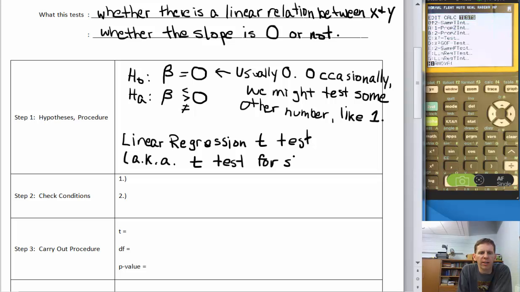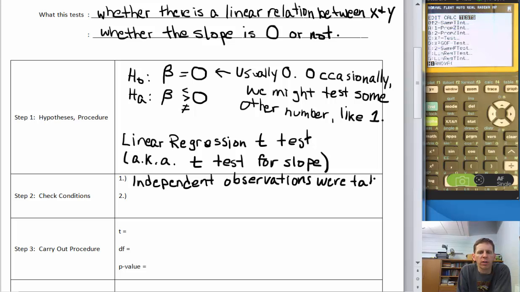Once you have identified the hypotheses and the procedure, we can move on to our conditions. And the same two conditions that we used for our linear regression t-interval we're going to use here. The first condition is that your observations are independent. That means we have no repeated observations of the same data point. Usually that's pretty easy to show.